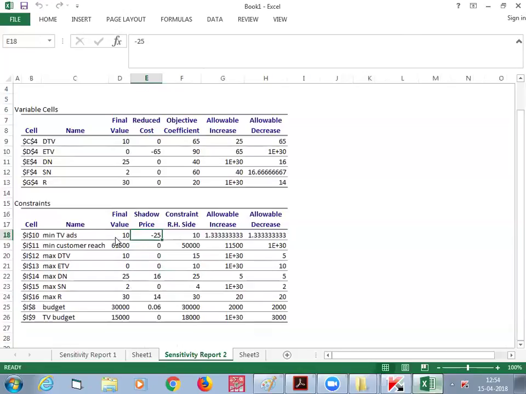And notice this one, asking for minimum 10 TV ads actually has a negative shadow price. That means that actually reduces our exposure quality. So if we reduce the number of TV ads, instead of 10, to 9 or even less, we can improve. But how much is the allowable decrease? Only by 1. So we can insist on 1 less TV ad. That would actually improve our exposure quality by 25.